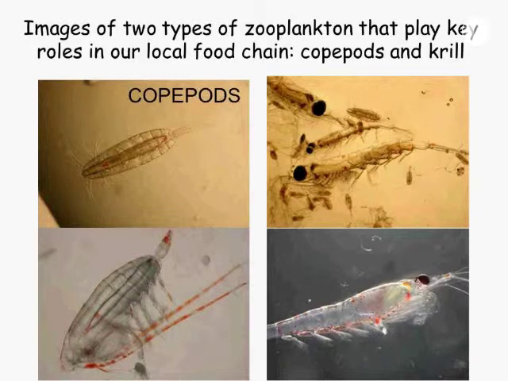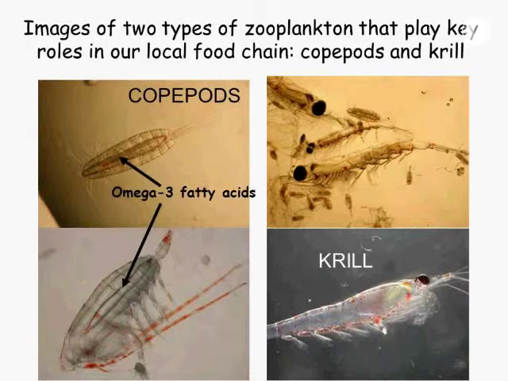And then the critical thing about copepods, in the bottom right is a krill. Copepods, some species pack on a lot of fat. And these are the source of omega-3 fatty acids that show up in salmon, okay? And they get these fatty acids from eating diatoms, okay? Big part of my talk.